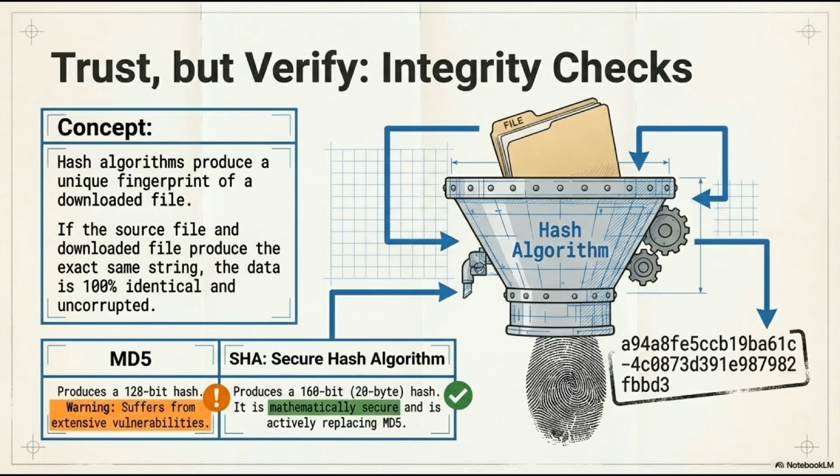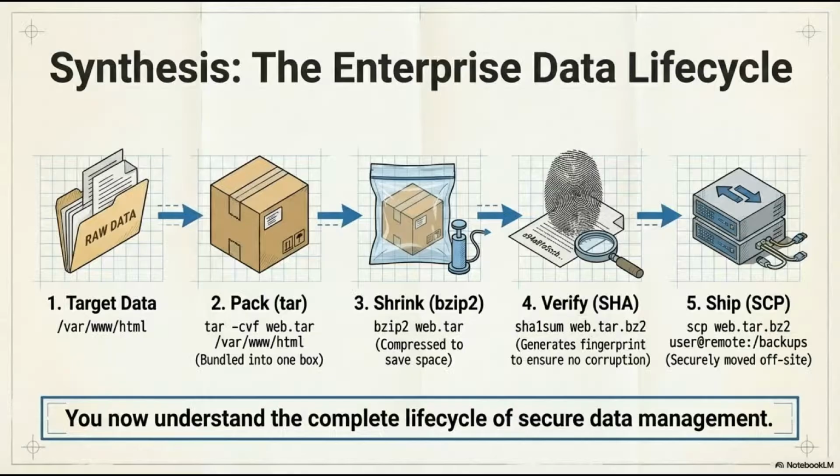Let's put the entire puzzle together on slide 13, Synthesis: the enterprise data lifecycle. This 5-step visual summary is everything we just talked about. Bringing it all home. Yep. Step 1, target your raw data. Step 2, pack it into a single stream using tar -cvf. Step 3, shrink it to save space using bzip2. Step 4, verify it hasn't been corrupted by generating a hash with sha1sum.